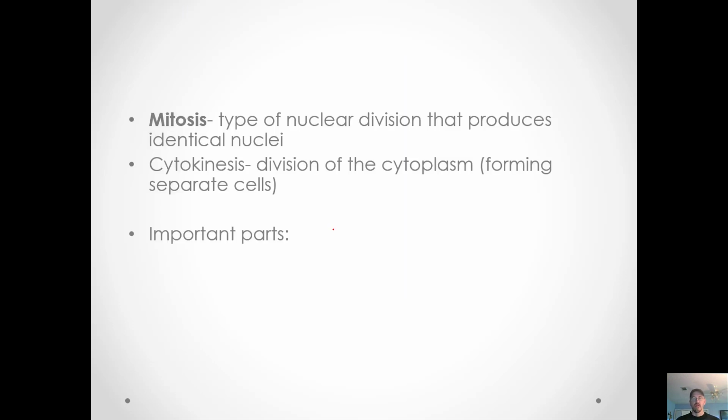All right, so there are some important parts in this process of mitosis that we need to understand, some cell parts. So first of all, a definition: mitosis is a type of nuclear division, so division of the nucleus, that produces identical nuclei. It's making clones. Cytokinesis is the fancy word for the division of the cytoplasm, which forms 2 new cells. So mitosis is really just division of the nucleus.